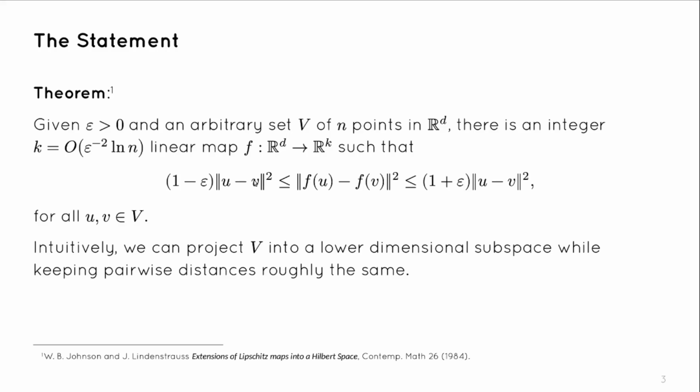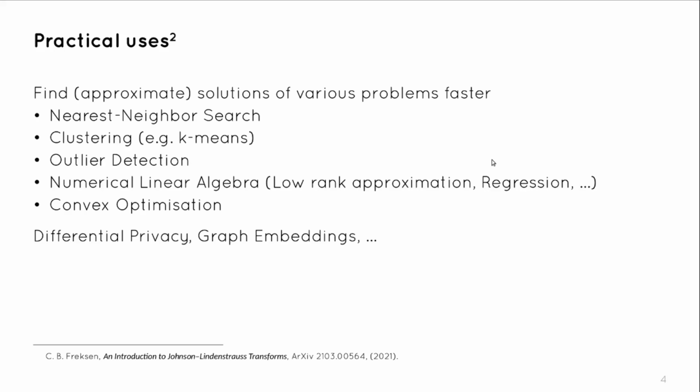What that means is that if epsilon is very small and close to zero, the linear map f does not distort the lengths or the distances between the points too much. And this is very useful for a number of applications. For some actual practical uses, it's very nice because if k is smaller than d, we can lower the dimension of our set.